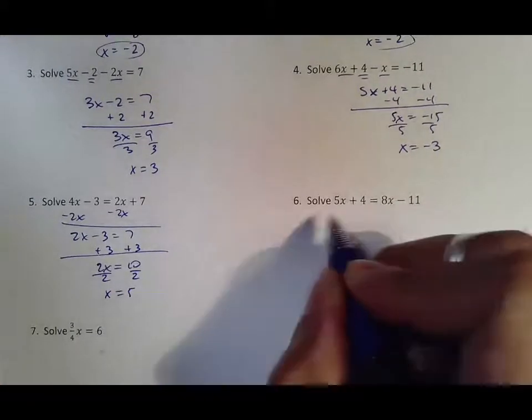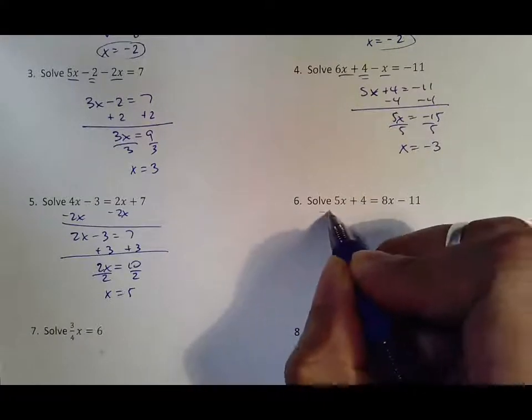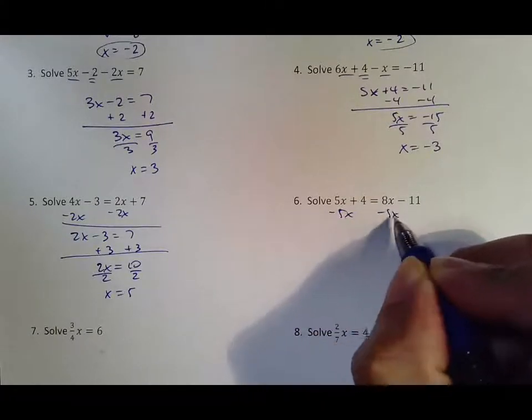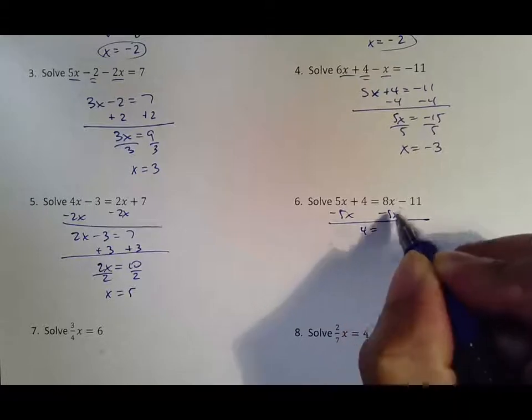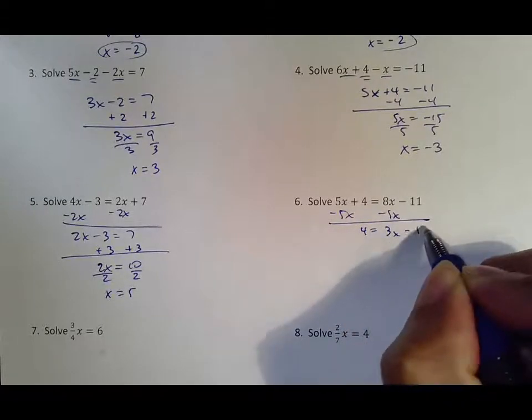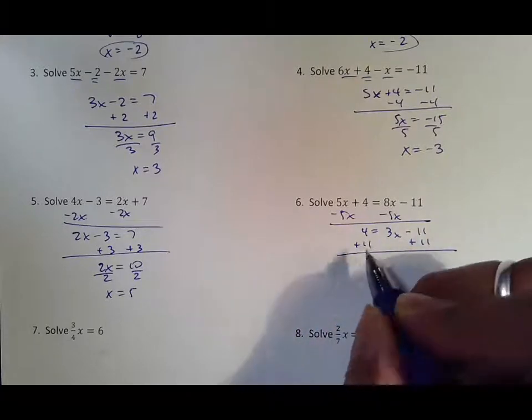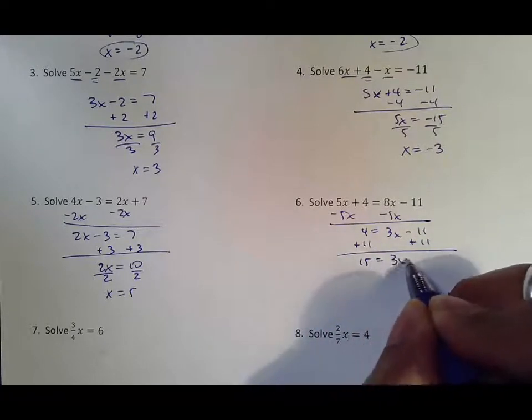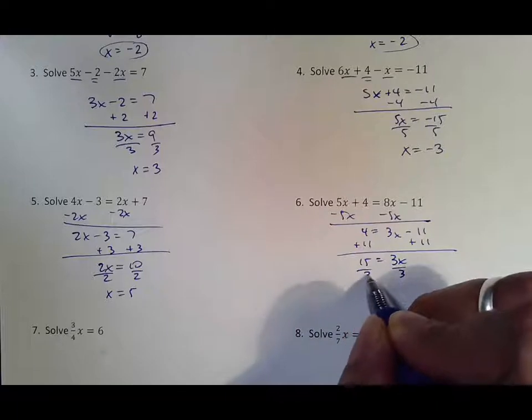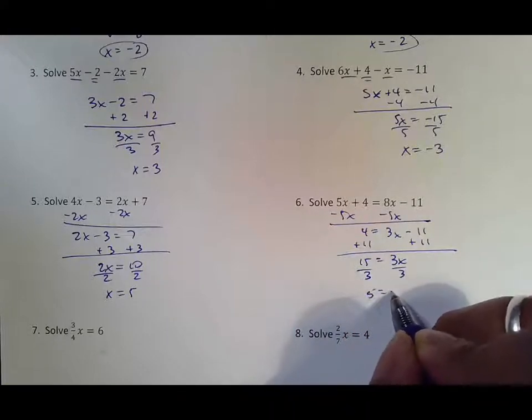On the next one, again, smaller x, these are on both sides, so smaller x means subtract your 5x from both sides. 4 comes down, 3x comes down, minus 11 comes down. Now we move the minus 11 by putting plus 11. Getting 15 equals 3x, and again, from there, everything else takes care of itself.